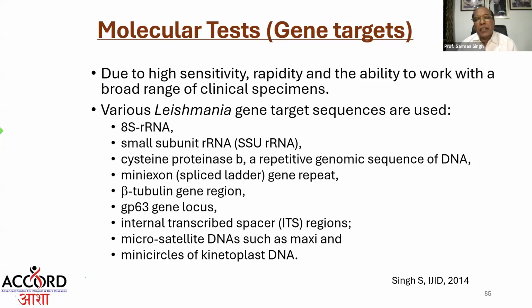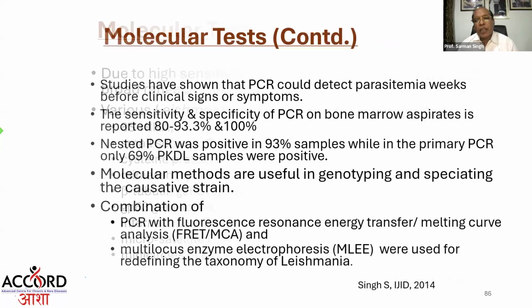Some of the targets or primers which have been developed include the 18S rRNA gene, small subunit rRNA gene, cysteine protease, miniexon, beta tubulin, GP63, ITS, microsatellites, and of course the kinetoplast, which is a very old one. They are all reviewed in the IJID paper which Dr. Mirza was mentioning. Studies have also reported that they can be used with high sensitivity and specificity in bone marrow aspirates, lymph node aspirates, and other aspirates.